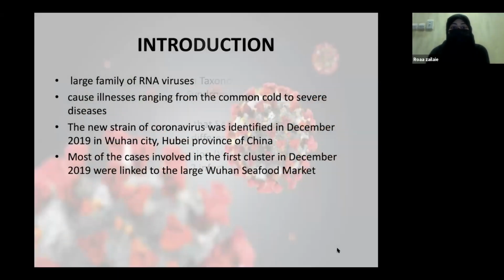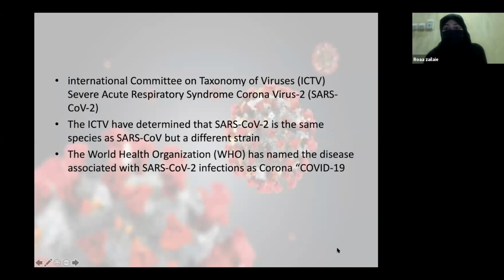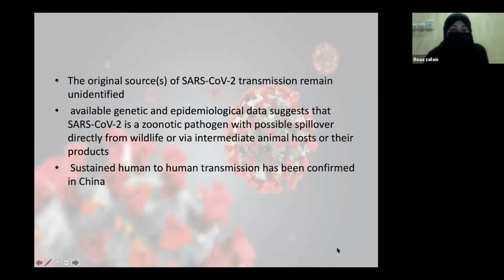SARS-CoV is a zoonotic pathogen with possible spillover directly from wildlife or via an intermediate animal host or their products, like rodents, rats, and some of the fish food, it was in Wuhan. Sustained human-to-human transmission has been confirmed in China and all over the world.